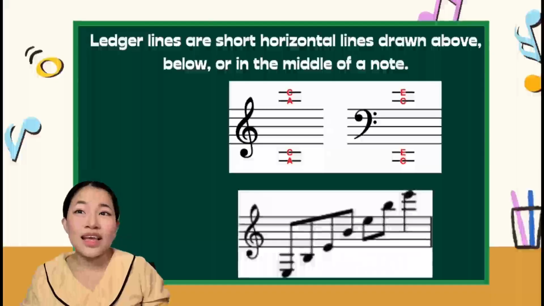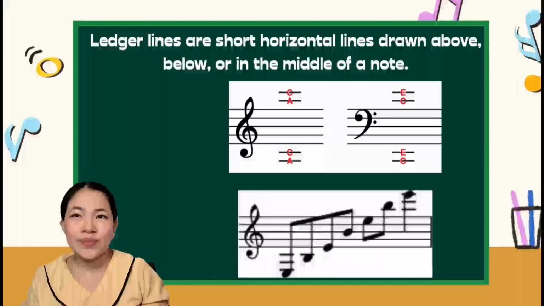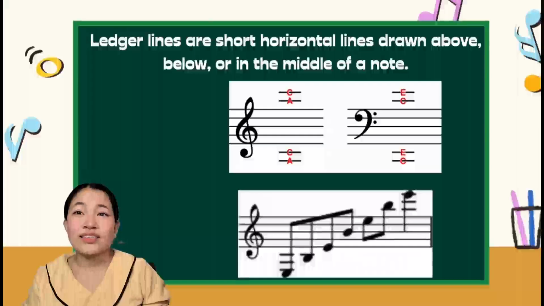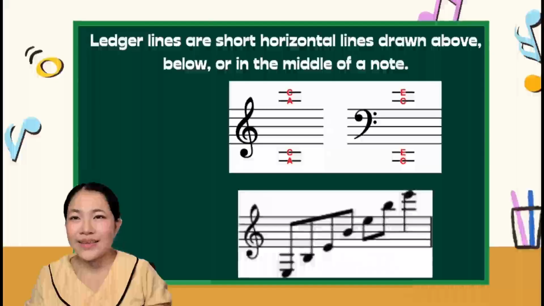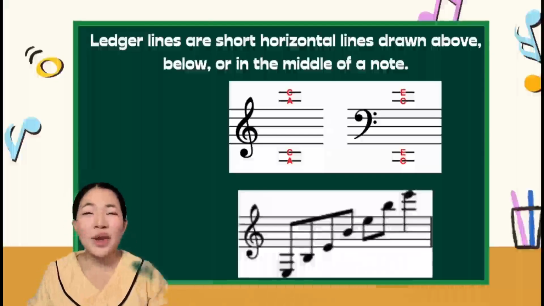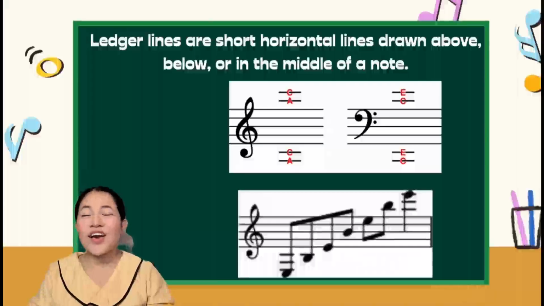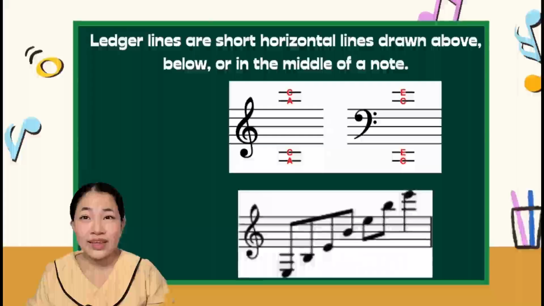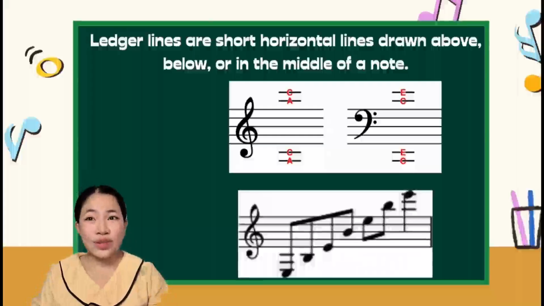As you can see, in the treble clef, there is a ledger line above and below. Yes, that is a ledger line. It is a short horizontal line. It can be drawn above and below.